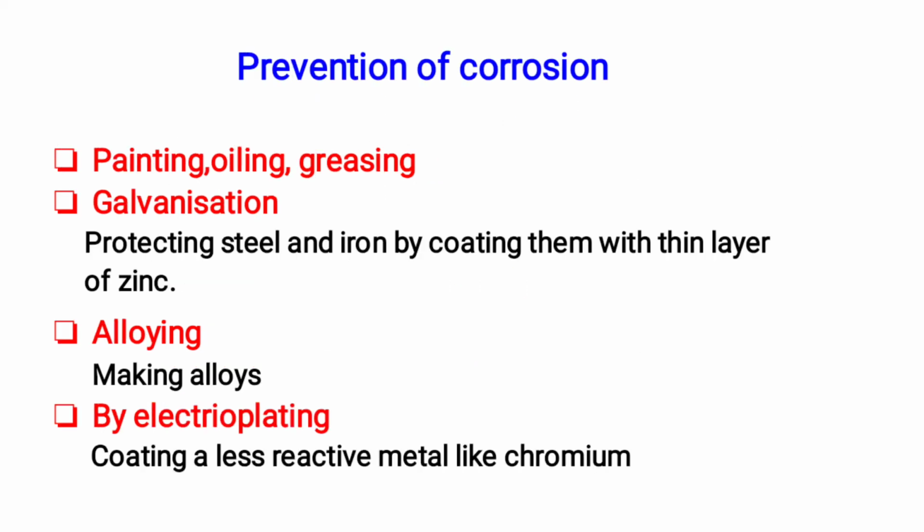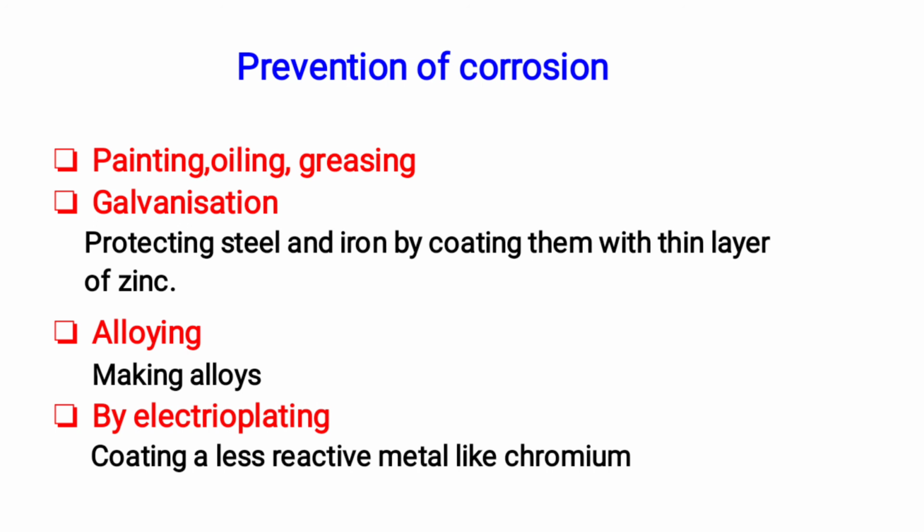Some of the methods used to prevent corrosion of metals are given here. To prevent corrosion, the metal surface is protected from its surroundings by coating it with paint, oil or grease. This method is also known as barrier protection. The next is galvanization. Galvanization is protecting steel and iron by coating them with a thin layer of zinc.